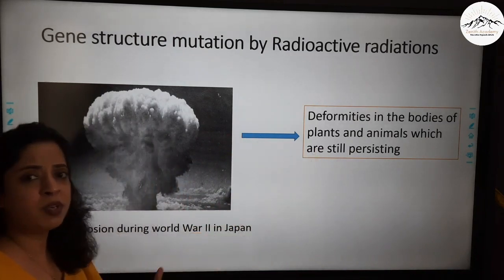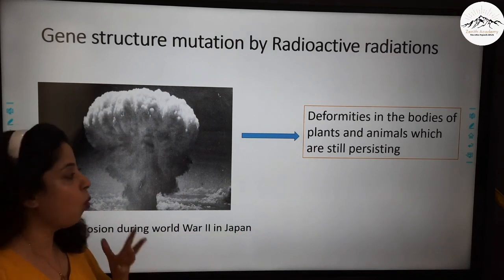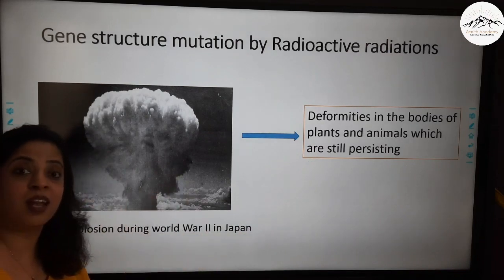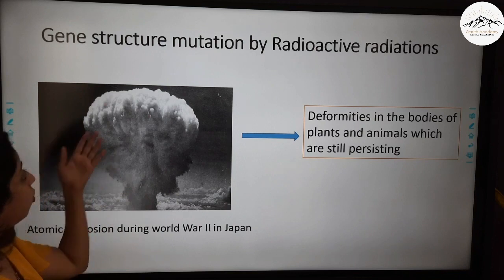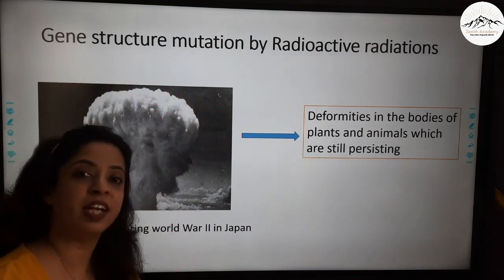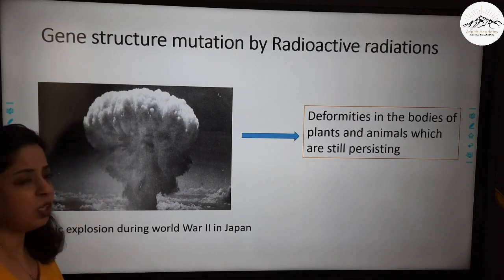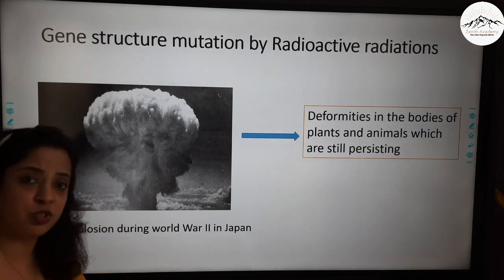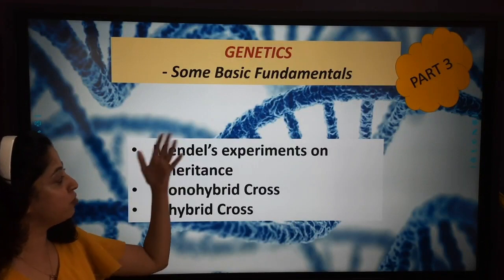You all must have read in your history class what happened during the Hiroshima and Nagasaki time. So you should know that gene structure mutation occurs by radioactive radiations. So these are also mutations you should know about, on part 3 of genetics.